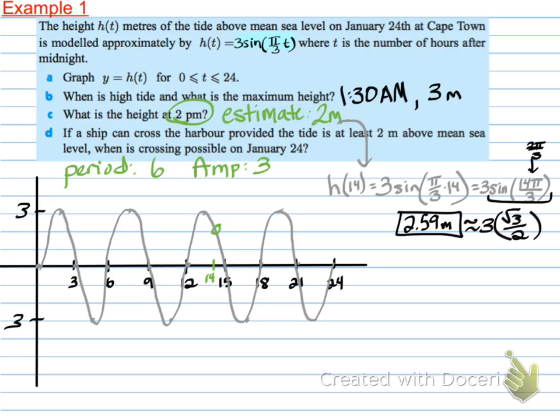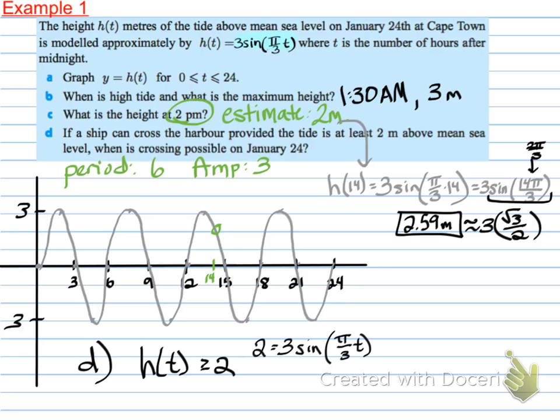The next question is a little bit opposite of this. We're trying to find actually what time we will get the height greater than or equal to 2, because we want to be at least 2 meters above mean sea level. So now we're going to plug in. What I'm going to do is plug in 2 for the height. I want the height to be 2. And then we'll look at the graph to kind of think about what we need to do next.